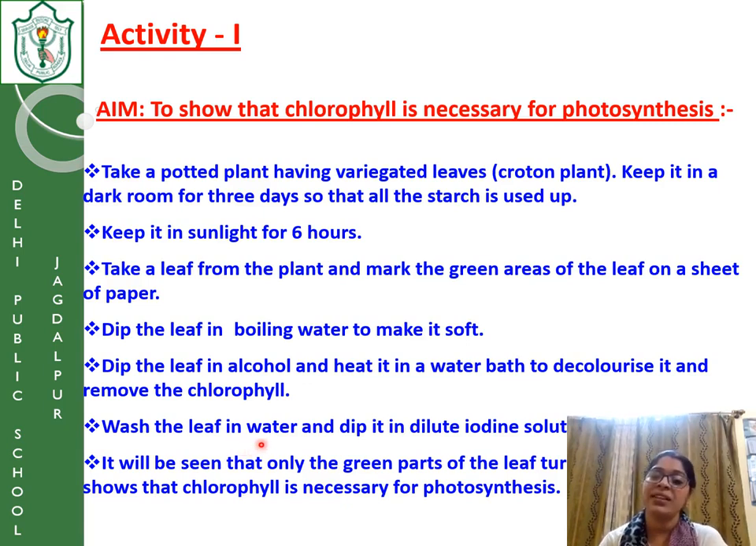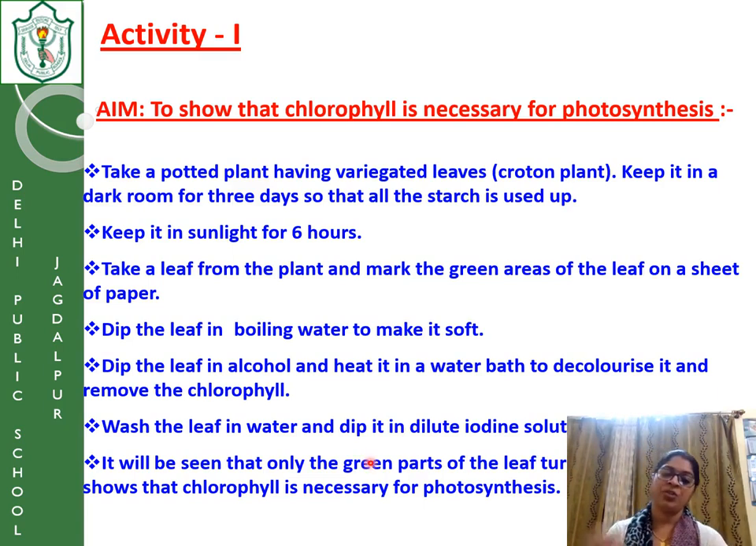Now, once the decolorization process is done, we will take out the leaf, wash it in the water, and now dip it in another solution, the iodine solution. Everybody is aware of the iodine solution. Where do we use this iodine solution, children? Yes, to test the presence of starch in any food item.